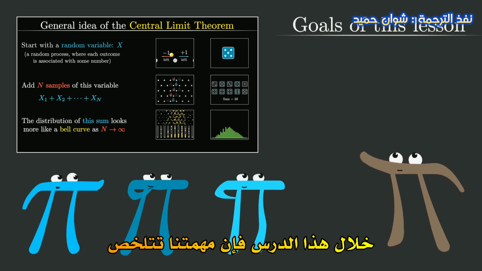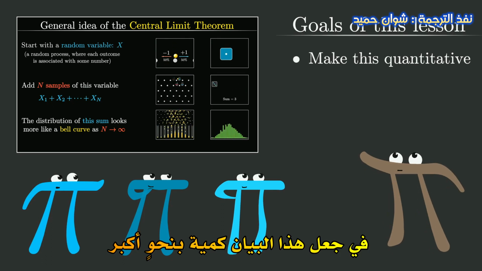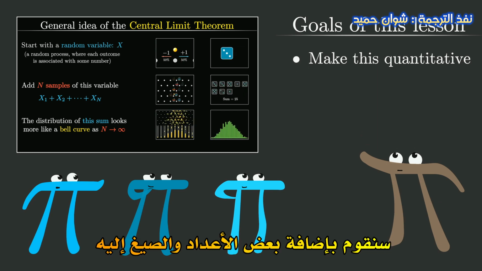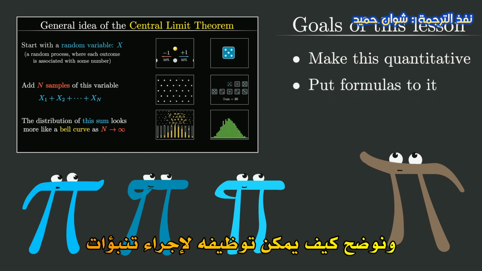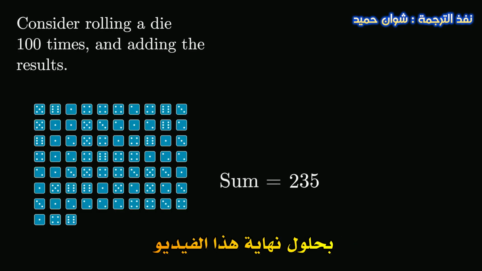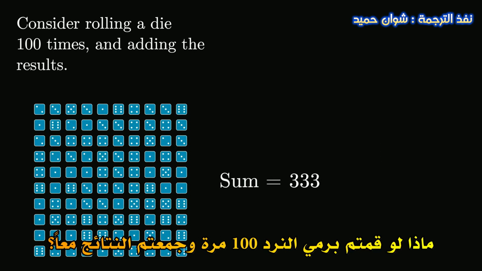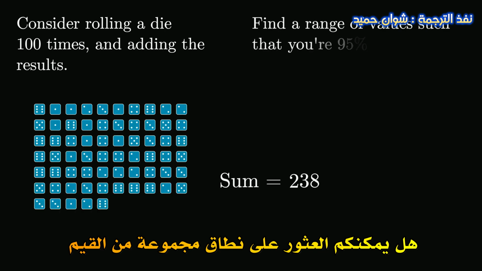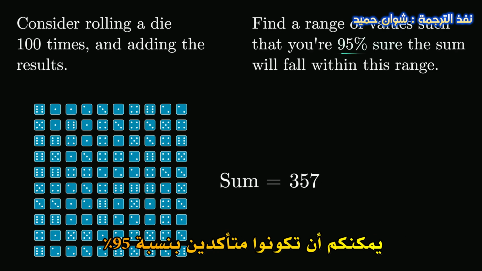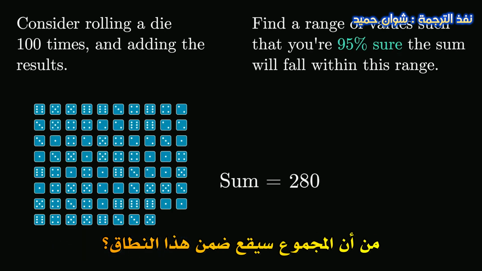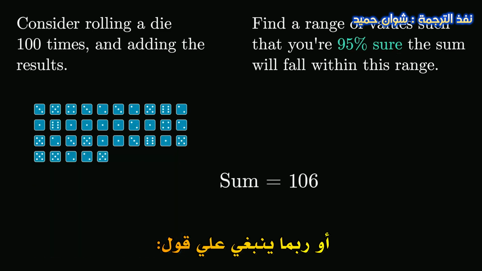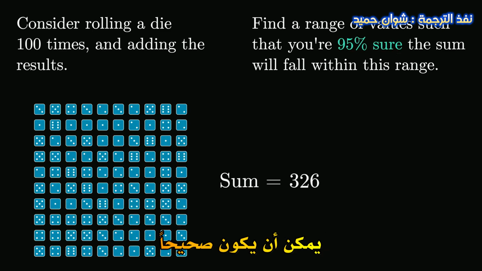Over the course of this lesson, our job is to make that statement more quantitative. We're going to put some numbers to it, put some formulas to it, show how you can use it to make predictions. For example, here's the kind of question I want you to be able to answer by the end of this video. Suppose you rolled a die 100 times and you added together the results. Could you find a range of values such that you're 95% sure that the sum will fall within that range? Or maybe I should say find the smallest possible range of values such that this is true.